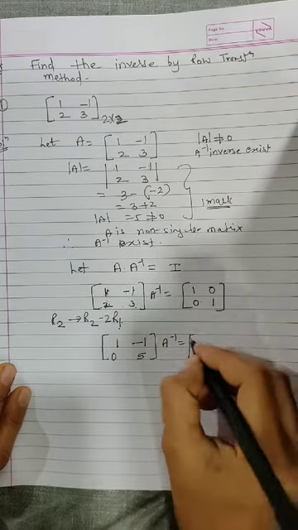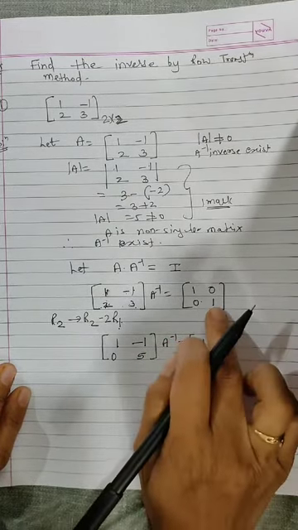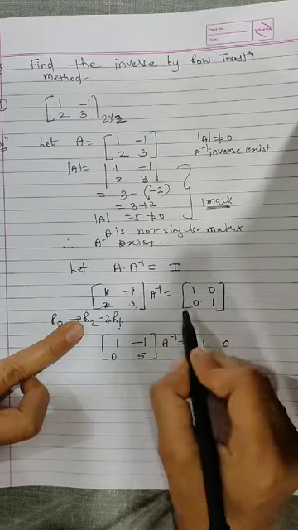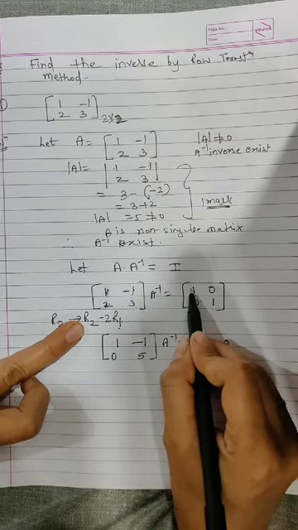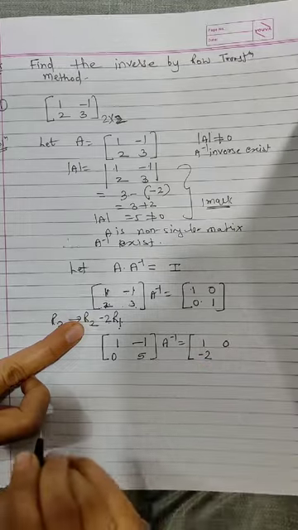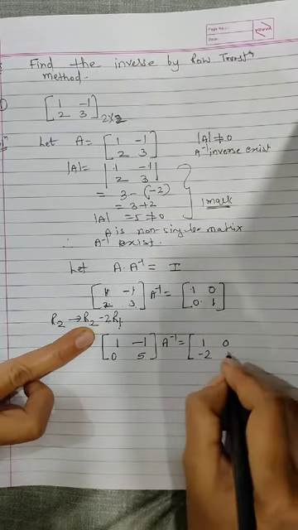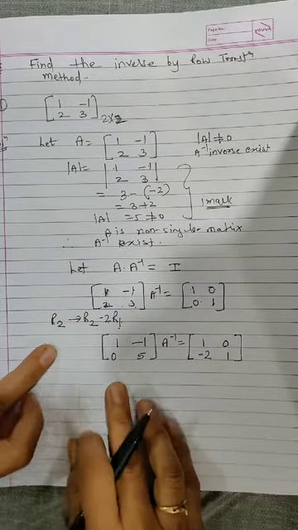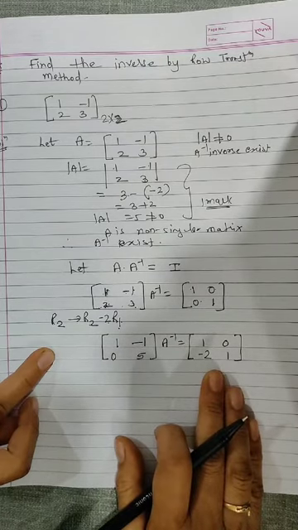There is no change in row 1, so it is as it is. No change in R1. R2 changes to R2 minus 2 R1. So 0 minus 2 into 1 means 0 minus 2, so that will come out to be minus 2. 1 minus 0 is 1. So in this way, students, we have to perform the operation.